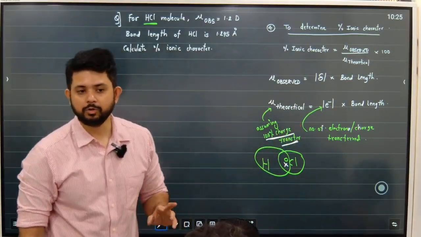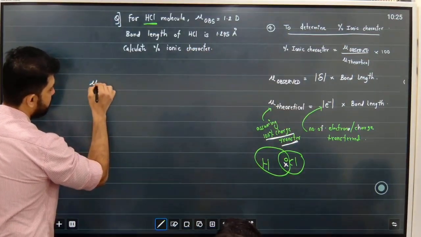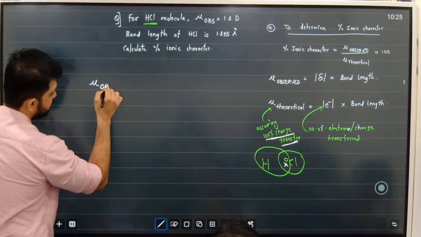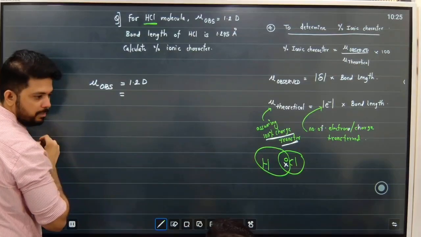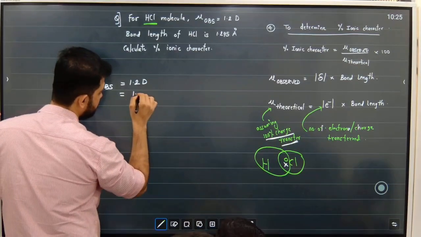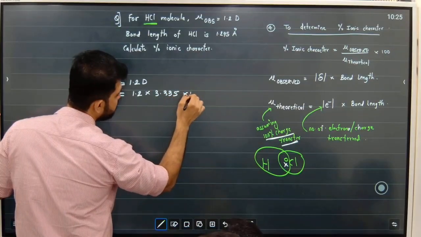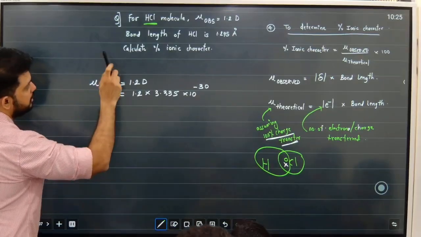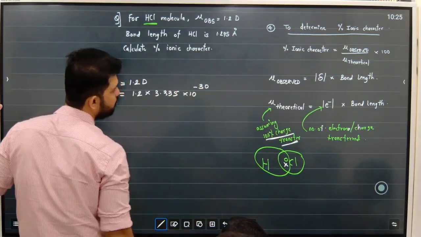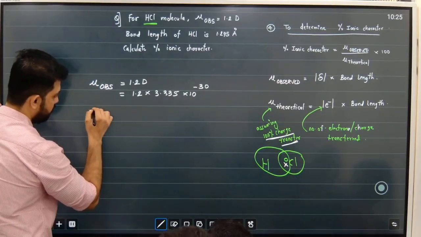Now let's take a numerical to understand this better. The question says for HCl molecule, the observed dipole is 1.2 D. We'll convert this into Coulomb meter. What is the conversion factor? 1.2 into 3.335 into 10 raised to minus 30. I'll keep it as it is. The bond length of HCl is given as 1.275 angstrom. I can use that to find mu theoretical.